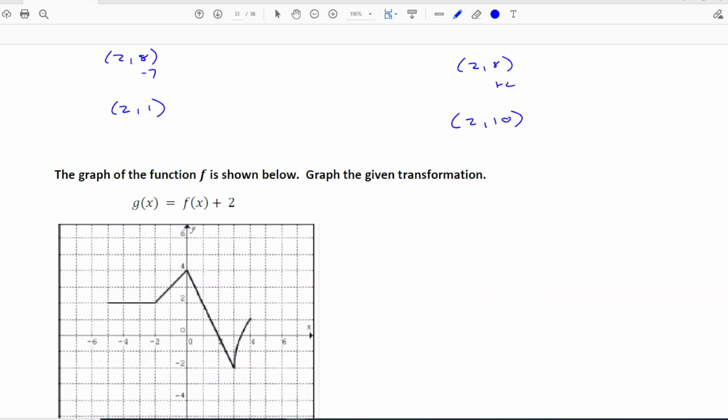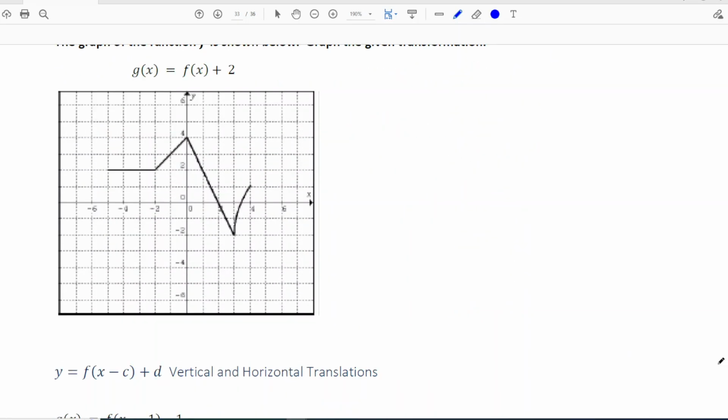Lastly, you can just accept the fact that we have this piecewise base graph, and what are we going to do to it? Well, this is going to shift it up 2. You could literally take all your points and just shift them up 2 because it is a basic transformation. And you could just sketch your new graph. Or you take those key points.